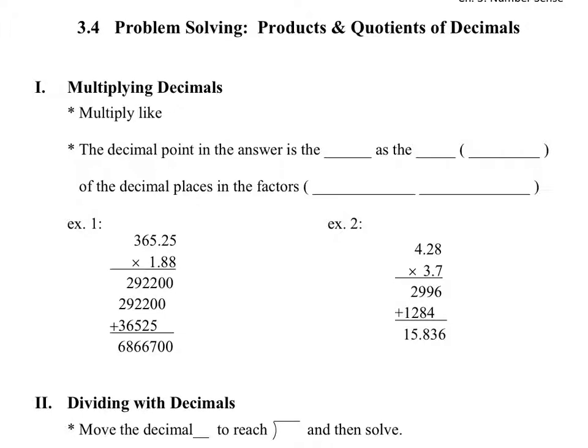When we multiply decimals, we multiply like normal. We just take the numbers and multiply them. The decimal point in the answer is the same as the sum, which would be the total, of the decimal places in the factors, and the factors are our original numbers.